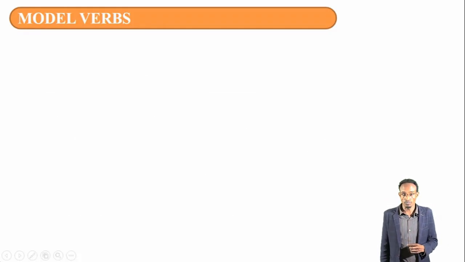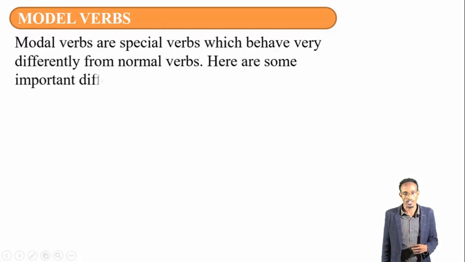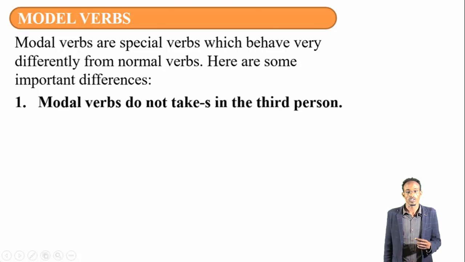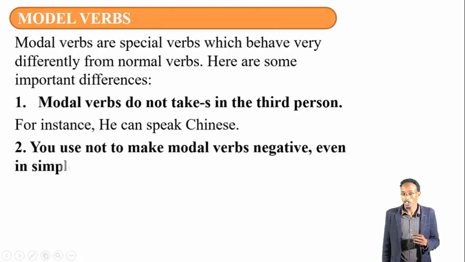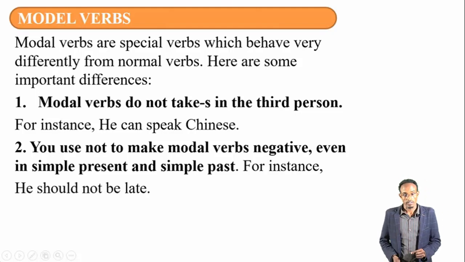Next, what are modal verbs? Modal verbs are special verbs which behave very differently from normal verbs. Here are some important differences. Modal verbs do not take S in the third person. For instance, he can speak Chinese. Or, you do not use do to make modal verbs negative, even in the simple present and simple past. For instance, he should not be late.